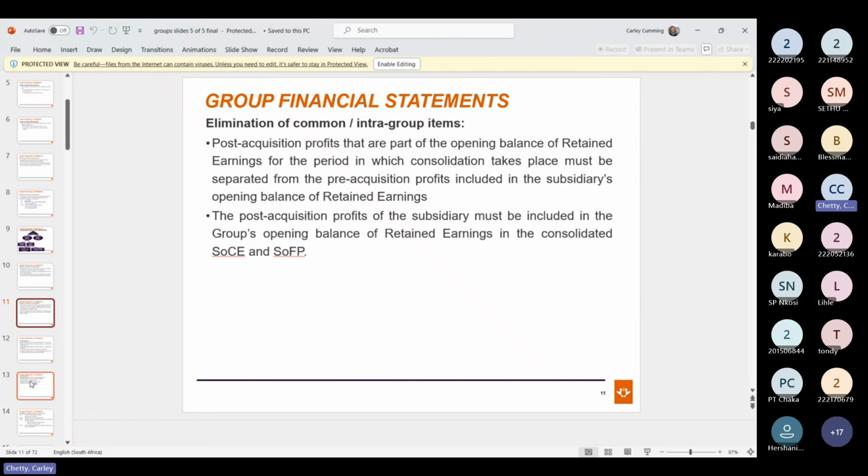So the post-acquisition profits that are part of the opening balance of the retained earnings for the period in which the consolidation takes place must be further separated from the pre-acquisition profits included in the subsidiary's opening balance of the retained earnings. So the post-acquisition profits of the subsidiary must be included in the group's opening balance of retained earnings in the consolidated statement of changes in equity and the statements of financial position.